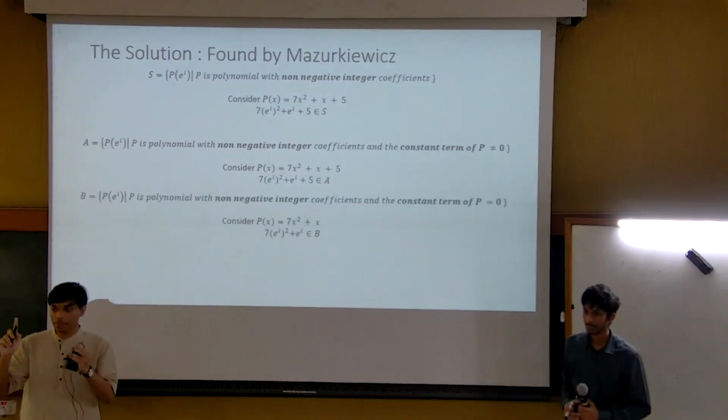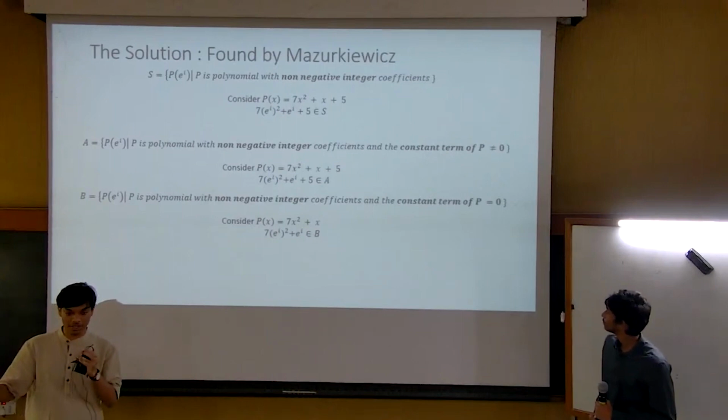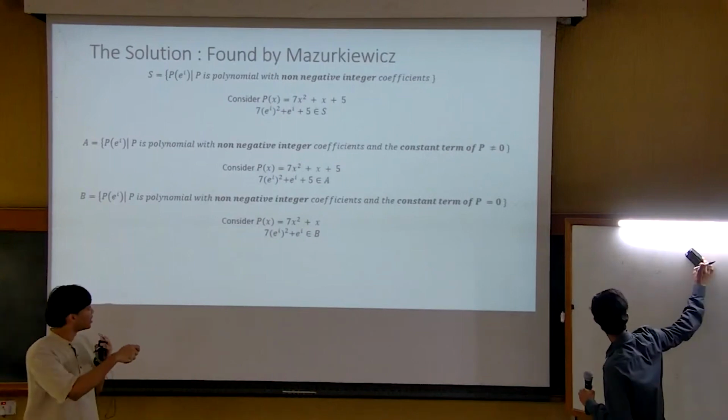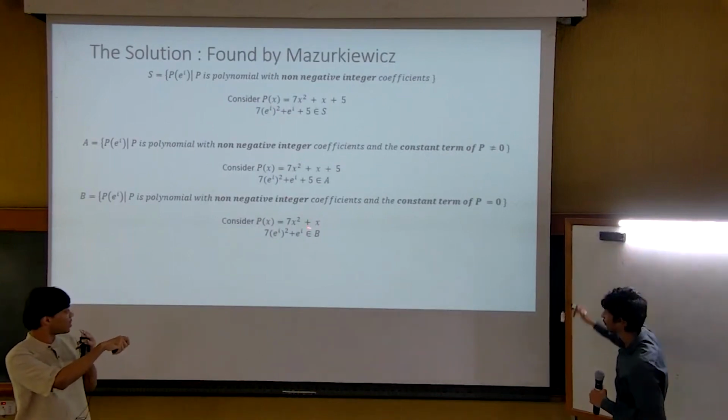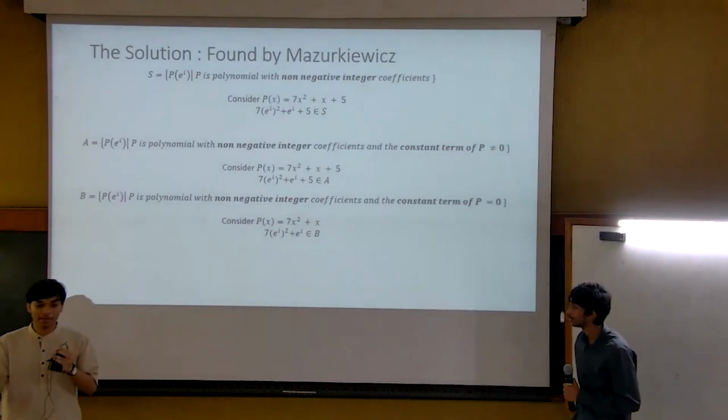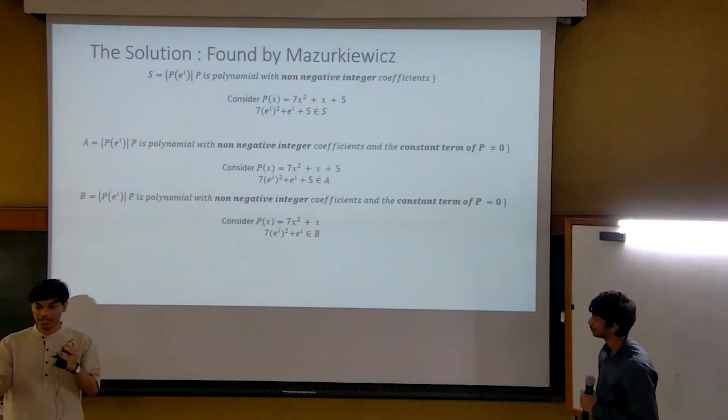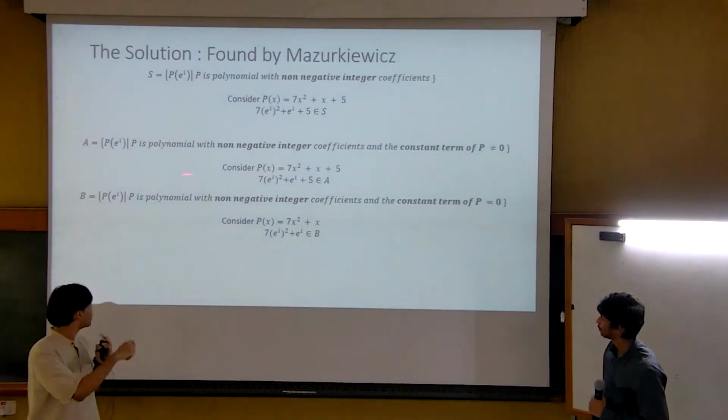Set B: again, polynomials with non-negative integer coefficients, and the constant term is 0. We have an example, 7x squared plus x. Evaluate these polynomials at e to the i, you'll get complex numbers. These complex numbers form set B.